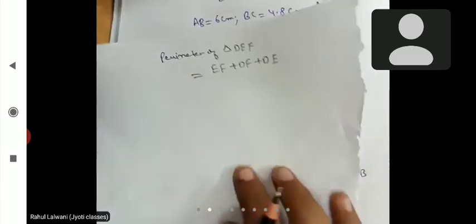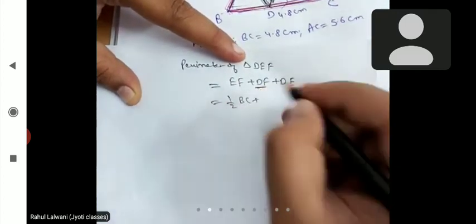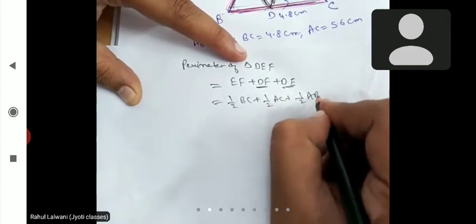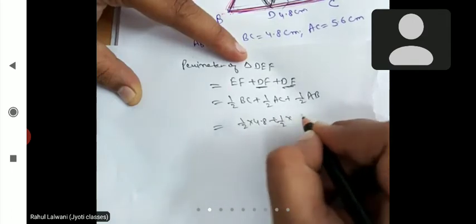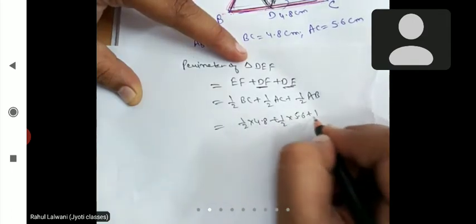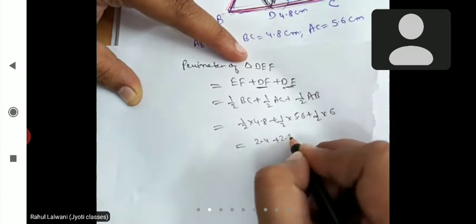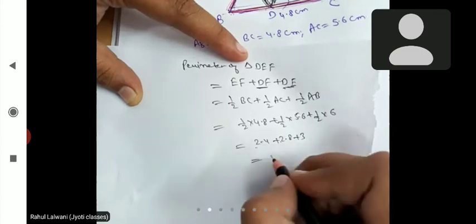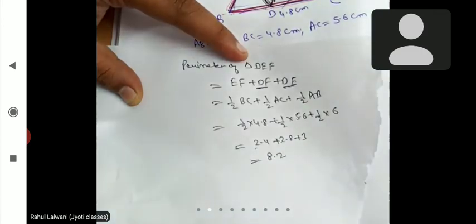Now right here, EF is equal to half of BC, DF is equal to half of AC, and DE is equal to half of AB. That is 1 by 2 into 4.8, 1 by 2 into 5.6, and 1 by 2 into 6. 2.4 plus 2.8 plus 3. What is the answer? 8.2 is the answer.